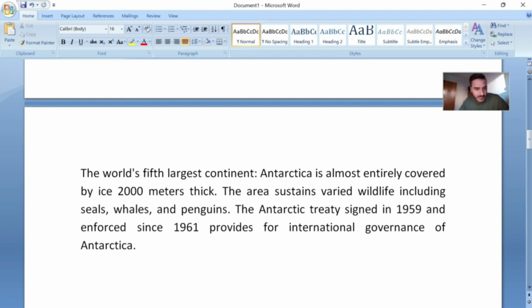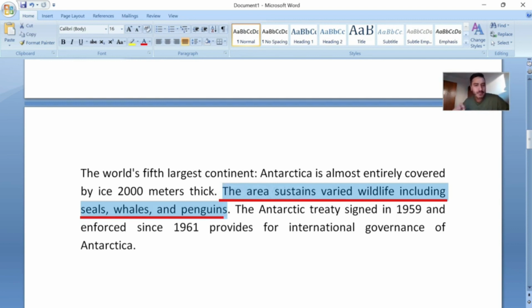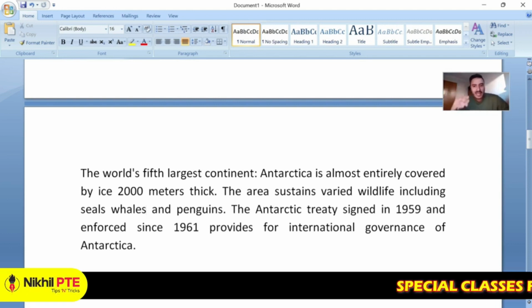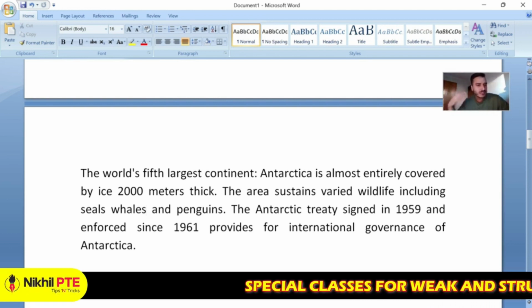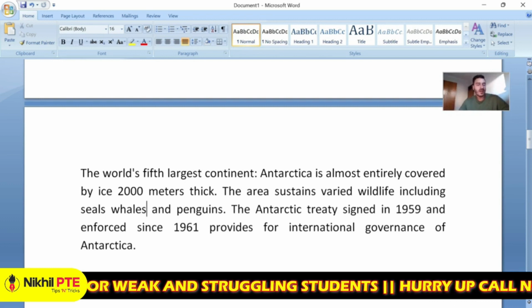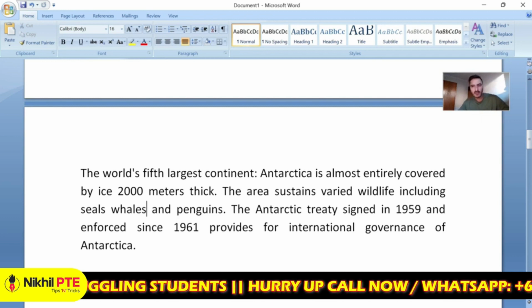So how will you speak this line? The area sustains varied wildlife including seals, whales, and penguins. Seals, whales, and penguins. For example, if there is no comma here, then how will you speak? Here is a single line. The area sustains varied wildlife including seals, whales, and penguins. Single line. If there is a comma, then up, down, up, down. The area sustains varied wildlife including seals, whales, and penguins. Like this. Very simple task. Why are you worrying? Very simple task.